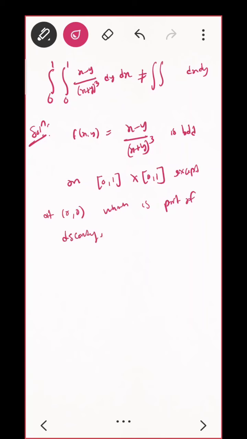So let us start now. Suppose, we will take two cases. Suppose x is not equal to 0, then there is not going to happen any problem. So I am taking 0 to 1, x minus y upon x plus y the whole cube dy. Let us solve this. So your x is not equal to 0. With respect to y, what will be the integration?